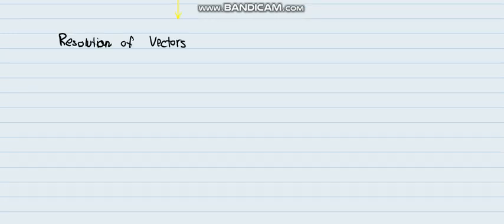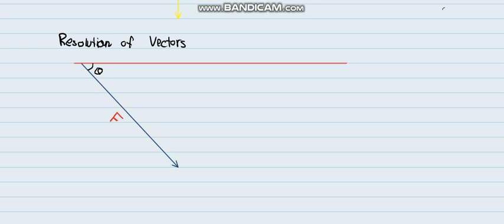Now let's move on to resolution of vectors. Suppose that we have a force F which is inclined at an angle theta with the horizontal as shown. Now what do we do for its resolution? Any vector which is at an angle theta, do bear in mind that it is resolved into two components, horizontal component and vertical component.